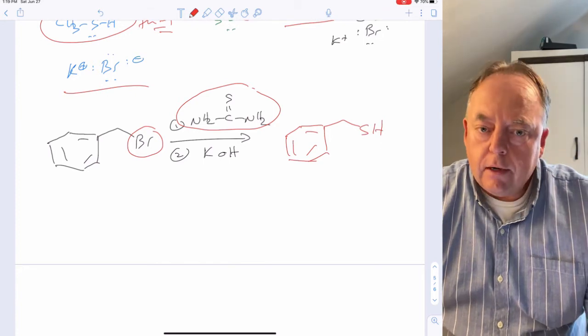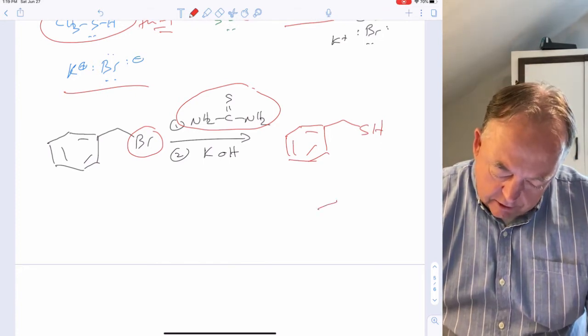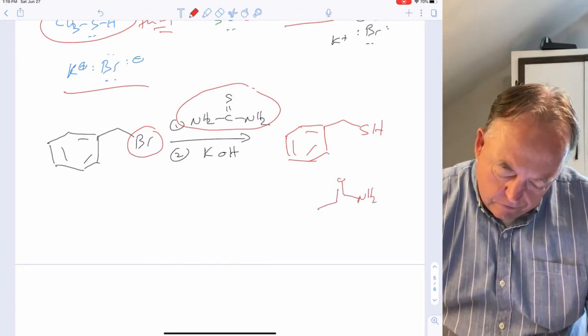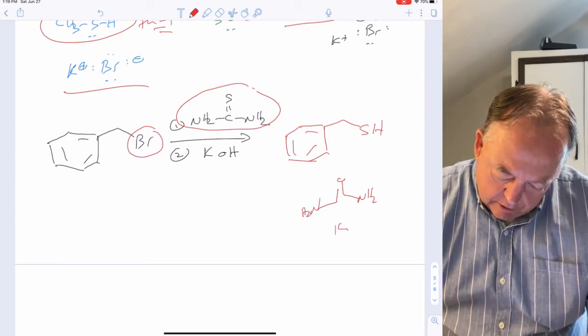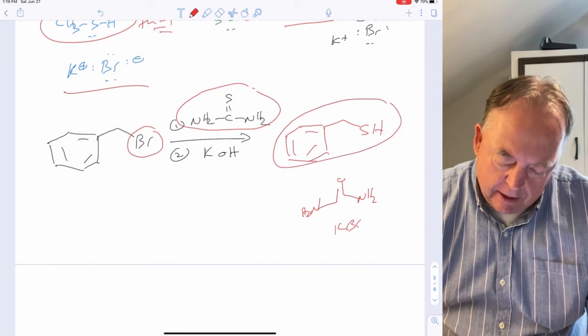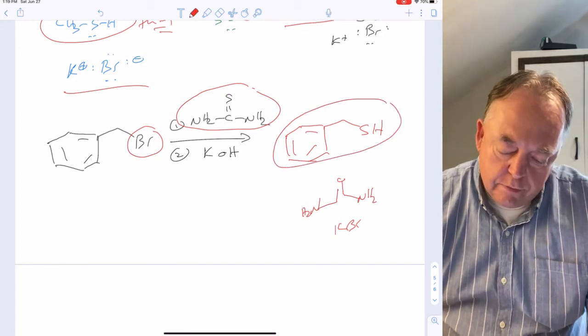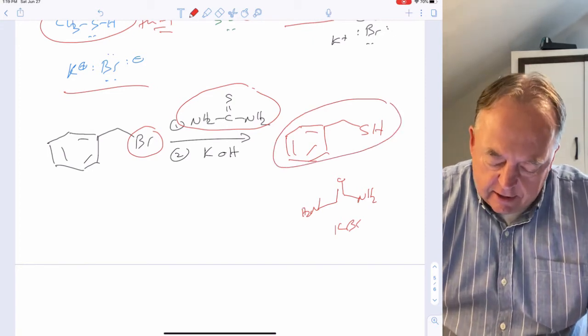So that would be your product. And then you would get the urea side product. And you would get KBr side product in this case, but that's the main interest. So wherever the leaving group is, just stick an SH there, and that's your product.